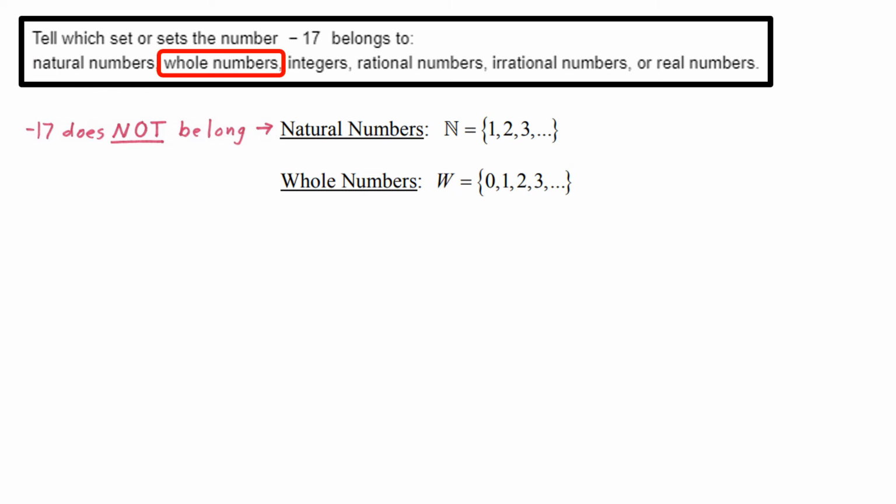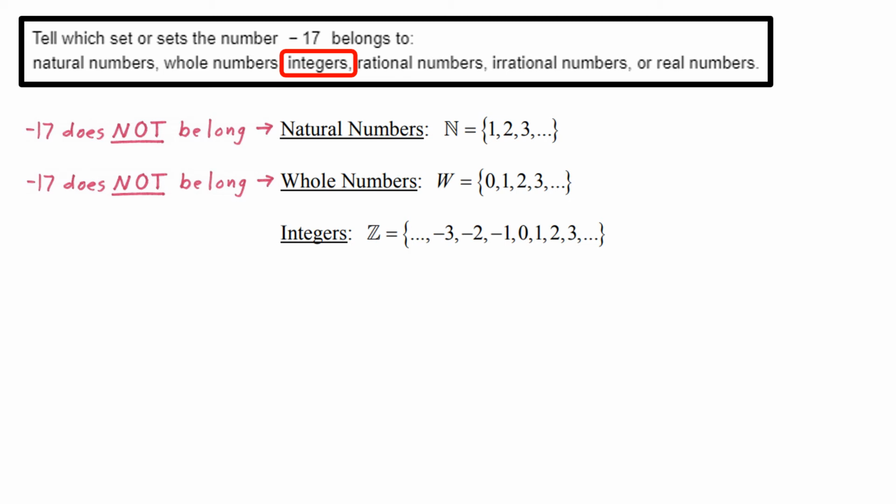Let's consider the whole numbers. Notice that the whole numbers contain all the natural numbers and 0. As a way to remember it, some people notice that the 0 looks like a whole, spelled differently, but the trick works. Since the whole numbers do not contain any negatives, -17 does not belong to the whole numbers.